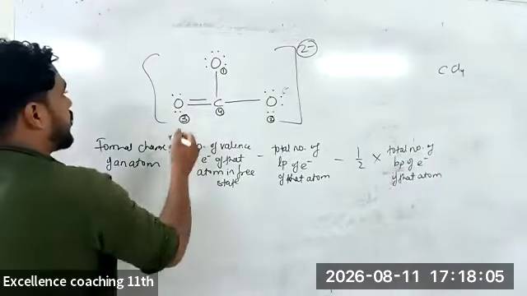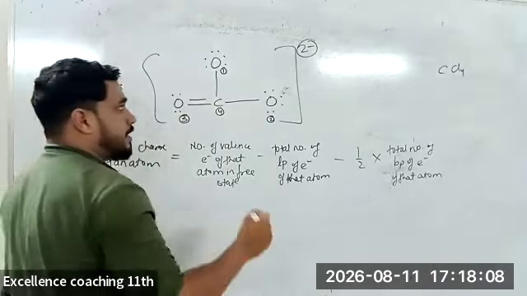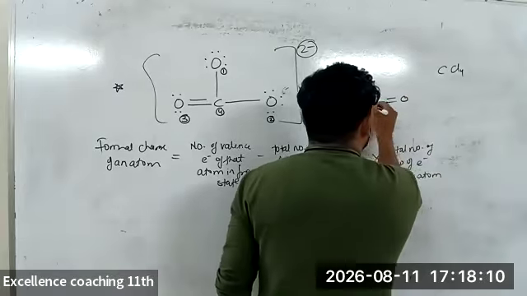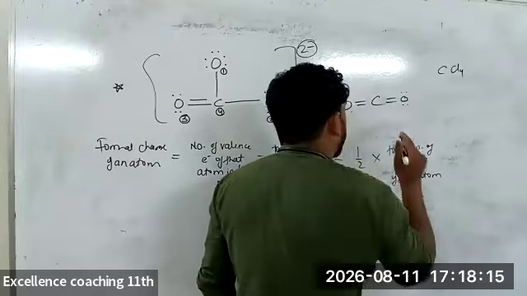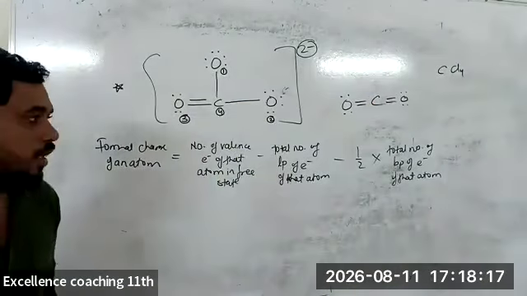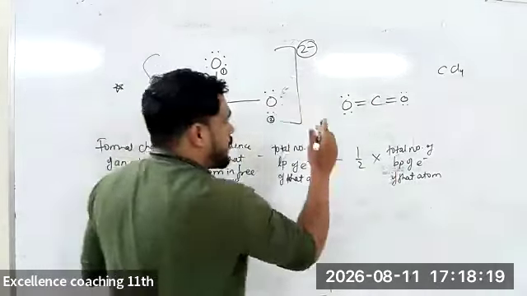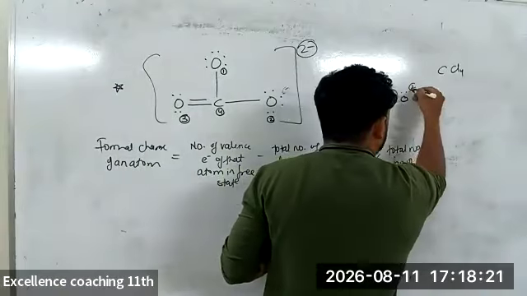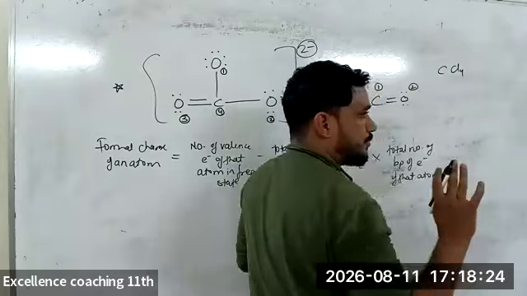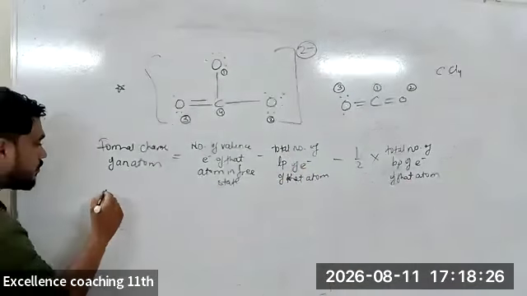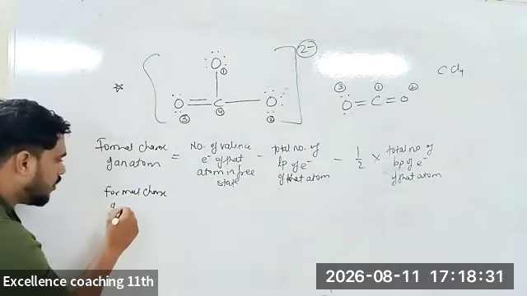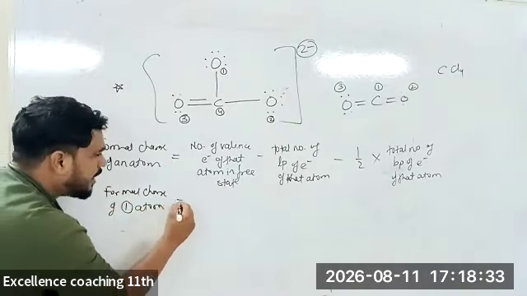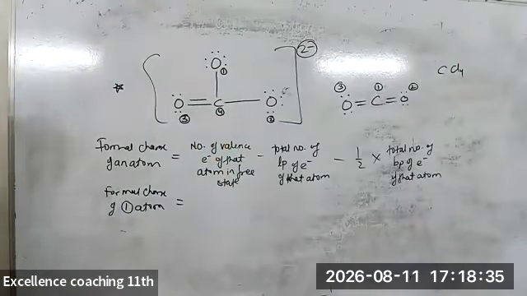So what I will do, I will do CO2 minus afterwards. First example, I will take as CO2. Correct? CO2, so 1, 2, 3, 4. How many atoms do we have here? 1, 2, and 3. So I will write here formal charge of one atom. I know it is carbon, but I want the first atom.